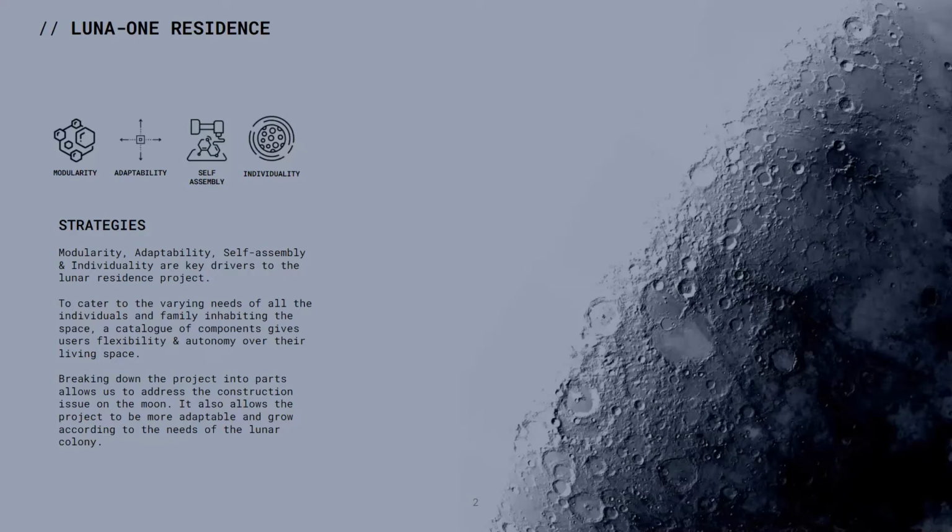So the idea is that we create a series of modular components that can adapt to the different circumstances on the moon. They can also be self-assembled using digital fabrication and robotics, and it can also embrace the concept of mass production and mass customization. In this way, we can celebrate the individuality of each one of the members of the community.